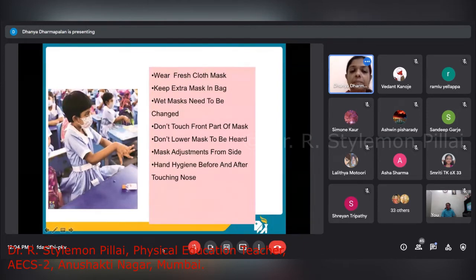And if you want to scratch your nose, that's pretty natural, don't worry. But you need to just perform hand hygiene, use your sanitizer, then you can take out your mask, you can put your finger into the nose, if it's very itchy, if you can't control. But again, perform hand hygiene and wear the mask back. But keep a distance from other students while you're doing that.